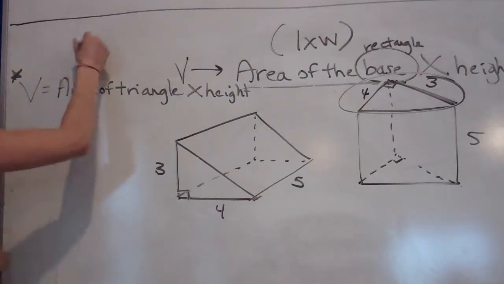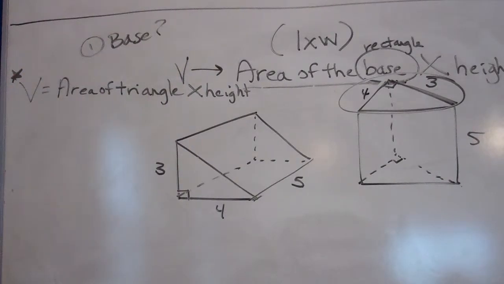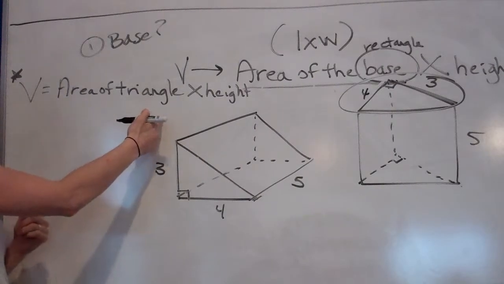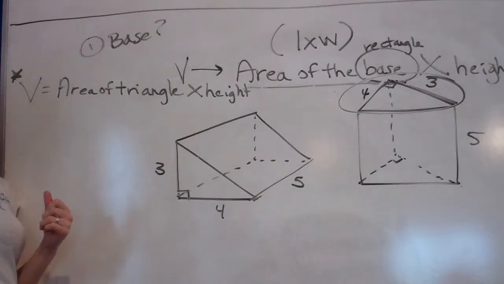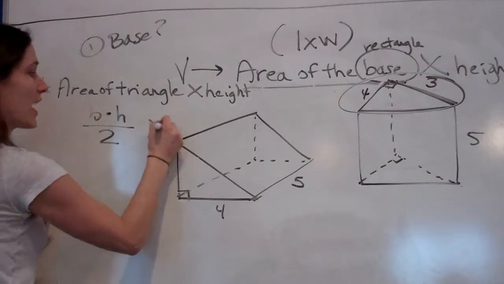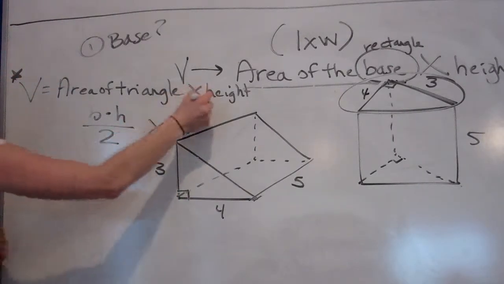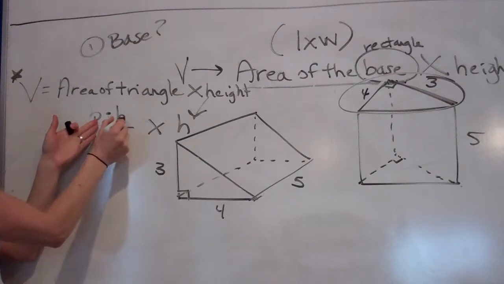So the first thing is to determine what your base is. What base am I doing? And then you're going to write, I'm going to do the area of a triangle. So the area of this triangle would be, tell me the formula for the area of a triangle. Base times height divided by 2. Base times height divided by 2, and then we have times height. I brought that down. Everybody see that?